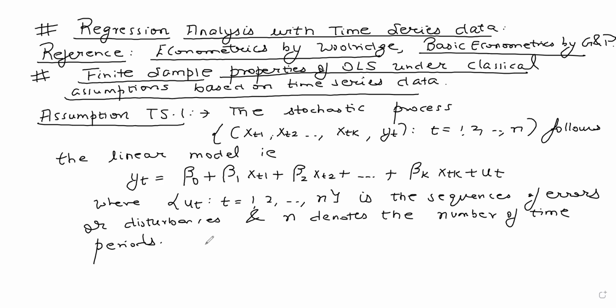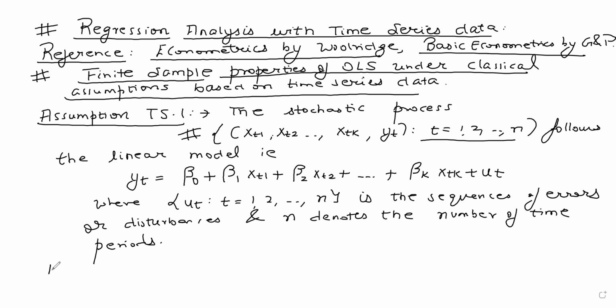Okay, so the first assumption in time series analysis is telling us that the stochastic process consisting of k regressors and yt at time period t, as t varies from 1 to n, is going to be a linear model. When I say linear model, it's linear in the parameters. The parameters are beta naught, beta 1, beta 2, dot dot dot, beta k. Remember, a linear model means a model linear in the parameters. Here ut denotes the sequence of errors or disturbances and n denotes the number of time periods.